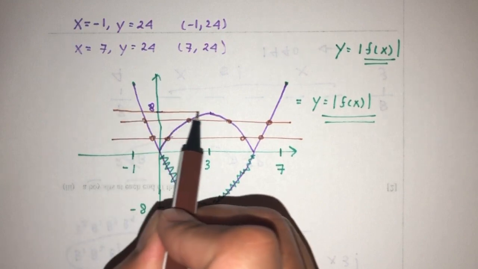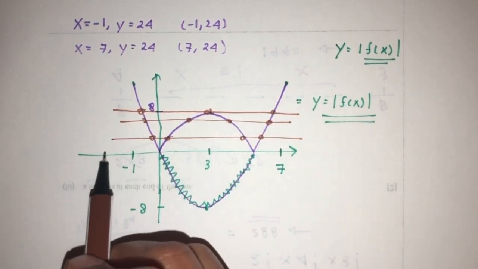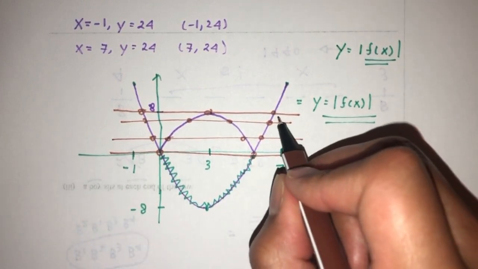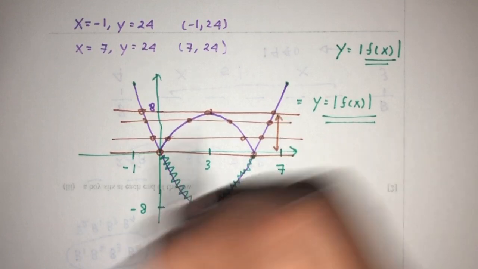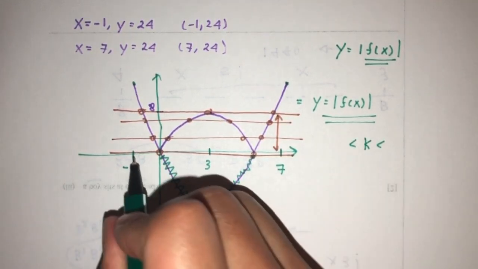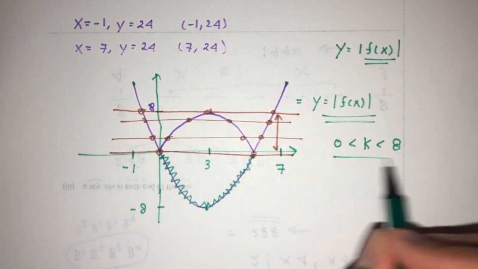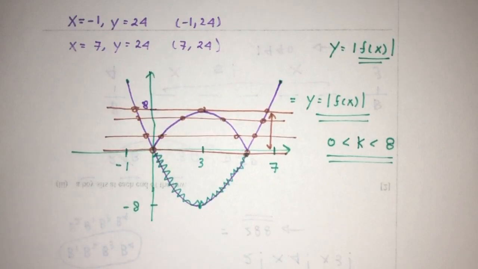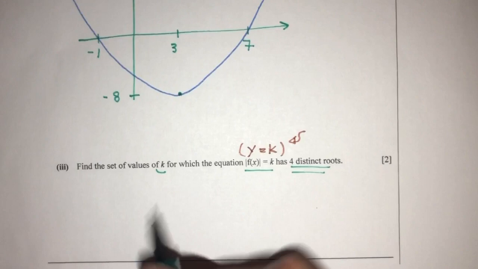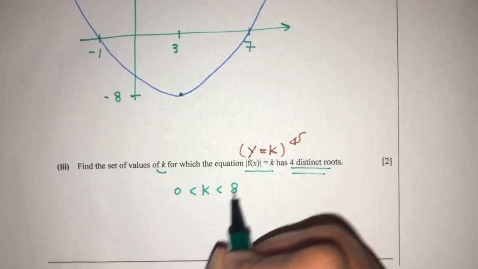If I draw a line here, we only have 1, 2, and 3. Not possible. If I draw a line here, we have only 2, so it's not possible. So anywhere between the max and the minimum, it is possible. So k has to be between this line, which is 0, and the maximum point, which is 8. These are the values of k for which it is possible for us to have 4 roots of that equation. So k has to be between 0 and 8.